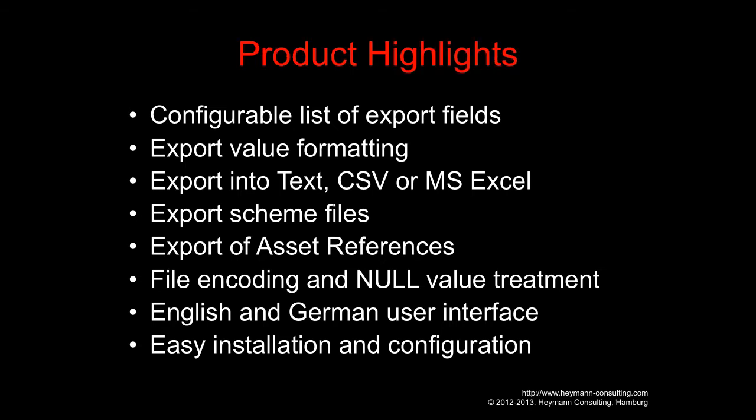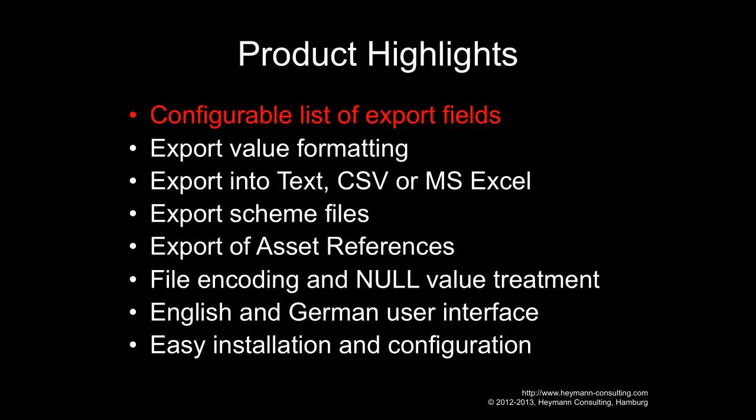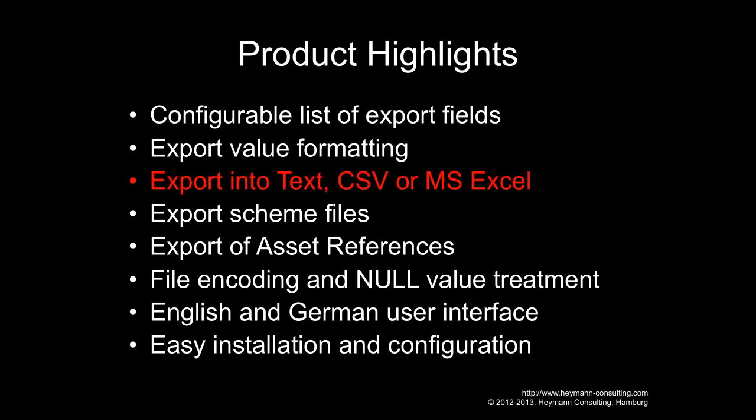Let me briefly summarize the product highlights. The Cumulus exporter allows to export the Cumulus field values from the selected catalog fields. The field values can be formatted before they are saved into a file of type text, CSV, or Microsoft Excel. The export settings can be saved into scheme files for later reuse.